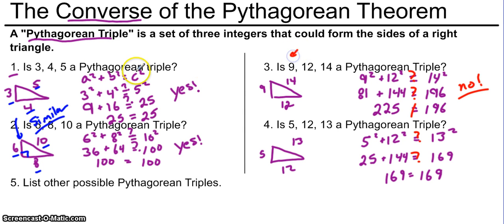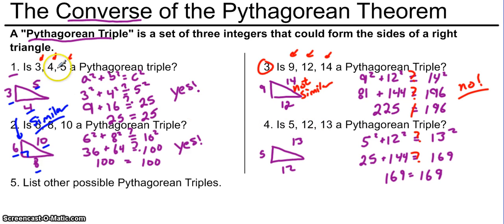9 is 3 times 3. 12 is 3 times 4. So it looks like these triangles are similar, right? This number 3 is just 3 times as large as number 1, except 14 is not 3 times 5. So this triangle is not similar to our previous 3, 4, 5 triangle, and so we know right off the bat that it's not going to be a right triangle. For number 4, 5, 12, 13 does turn out to be a right triangle.